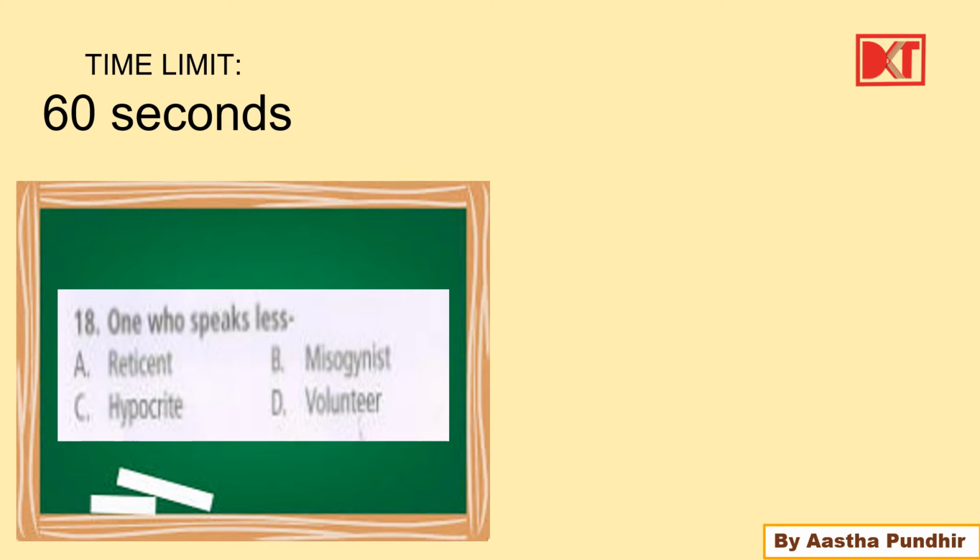Okay, so the next one says one who speaks less. A. Reticent. B. Misogynist. C. Hypocrite. Or D. Volunteer. So here the correct answer is A. Reticent. Someone who speaks less. So it's an adjective. Then misogynist. Misogynist can be a noun or an adjective. It can be both. It is usually referred to a person who जो a woman के against उसके prejudiced ideas हैं. Alright, that is a misogynist person.